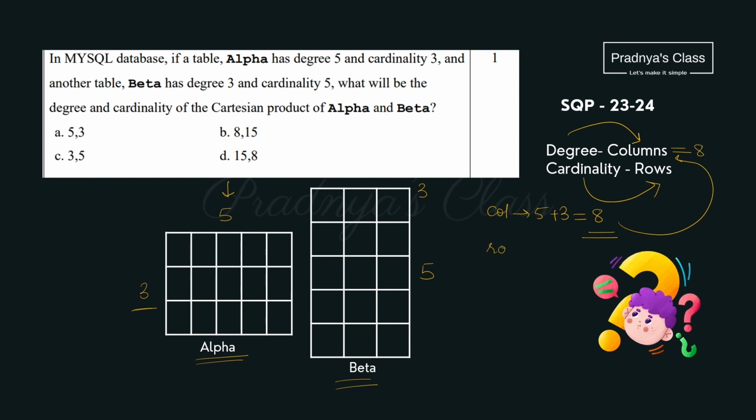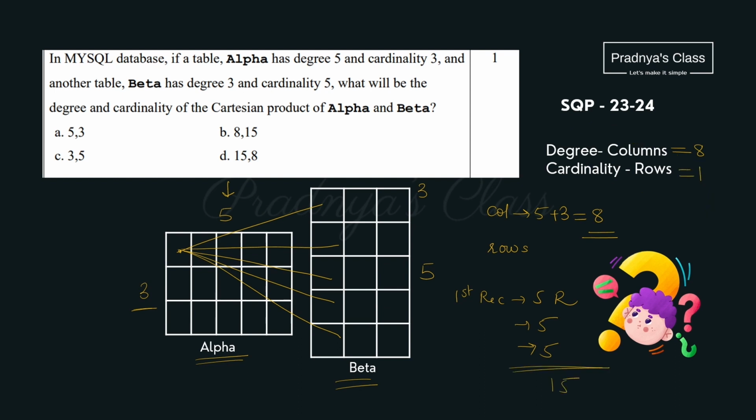Now let's calculate rows. In case of Cartesian product, the first record will get matched with all the records of the second table. It means for the first record, you get a total of 5 rows. In the same way, for the second record 5 rows. Similarly, for the third record, we will get 5 rows. Total rows will be 15. Rows are nothing but cardinality.